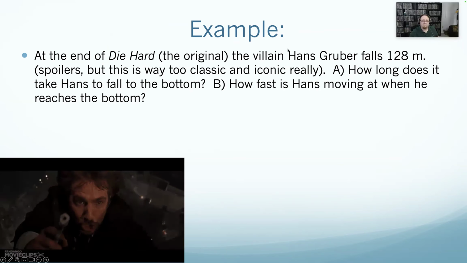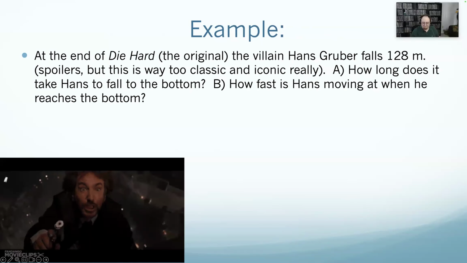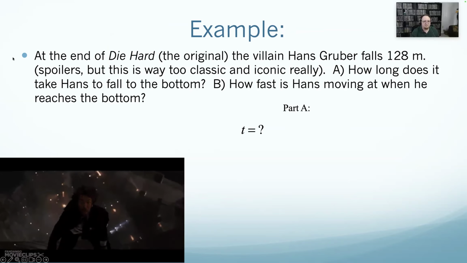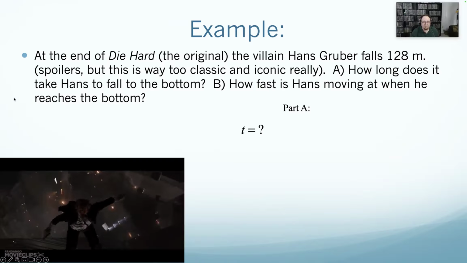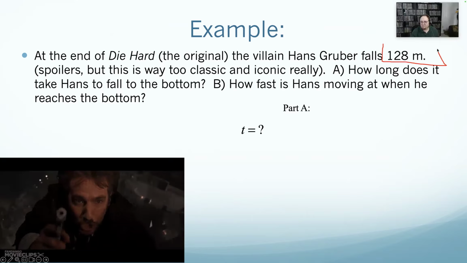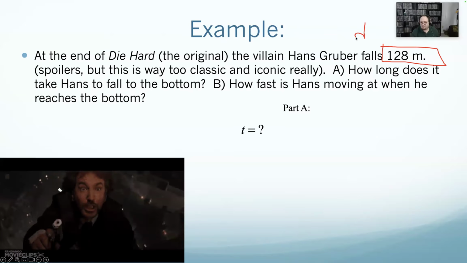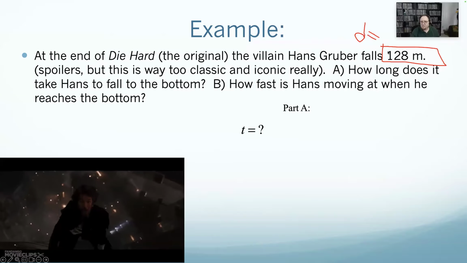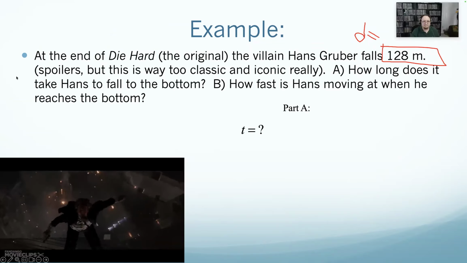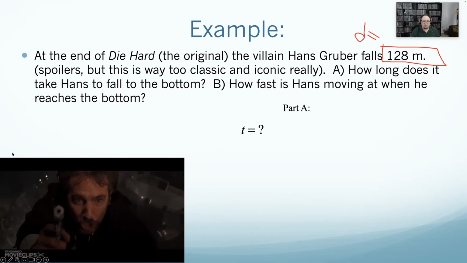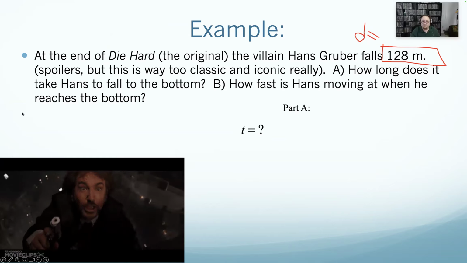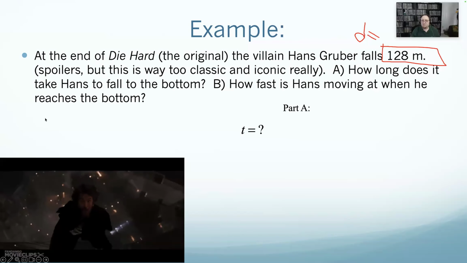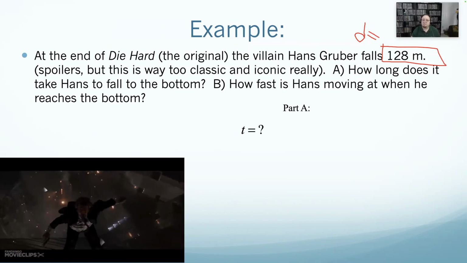Here's what we know. I want to solve for a time. I know this is a distance, a displacement, how far he fell. So I need an equation with d and t in it, which really isn't enough. But once again, he is falling. Falling means gravity, means g. So I need an equation with d, g, and t.